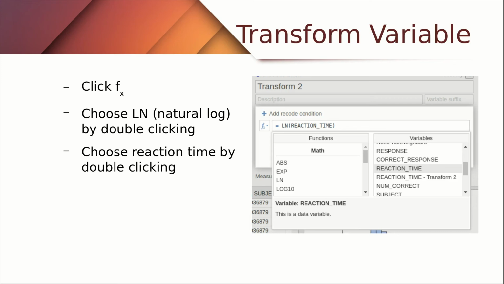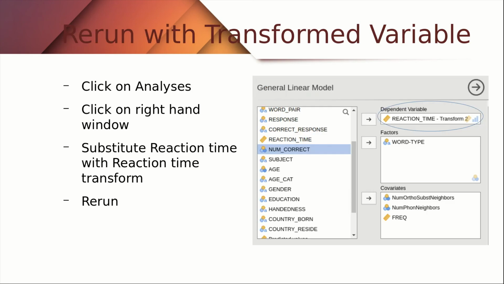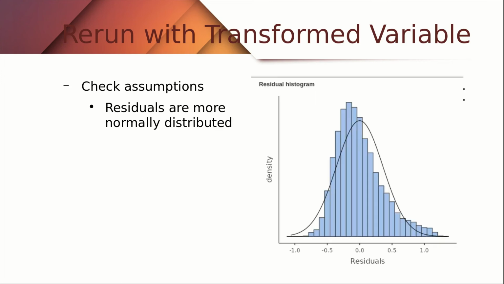And then if we click anywhere outside that box, what we get is a new column with the transformed reaction time. Now we can rerun the analysis with the transformed variable. So click on Analyses, click on the right-hand window, and substitute reaction time with reaction time transformed, and it will rerun the analysis for you.